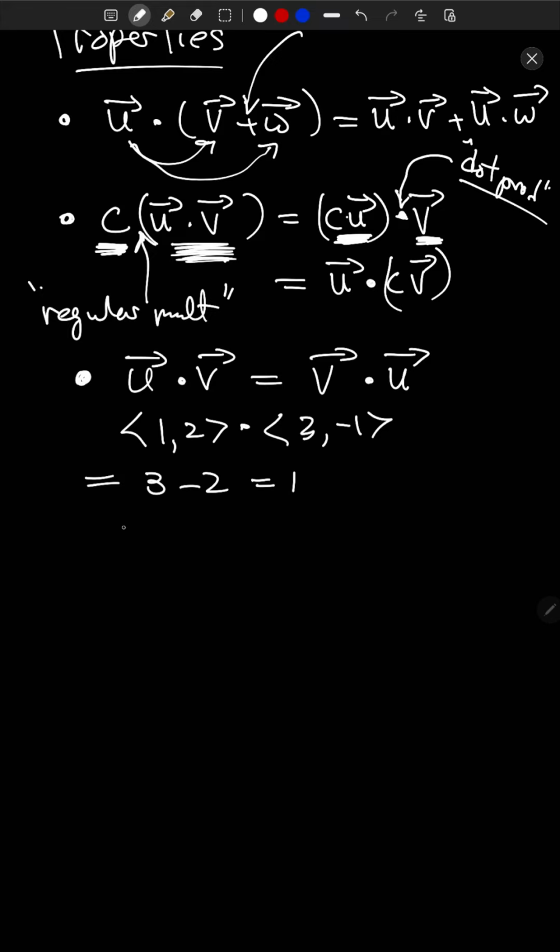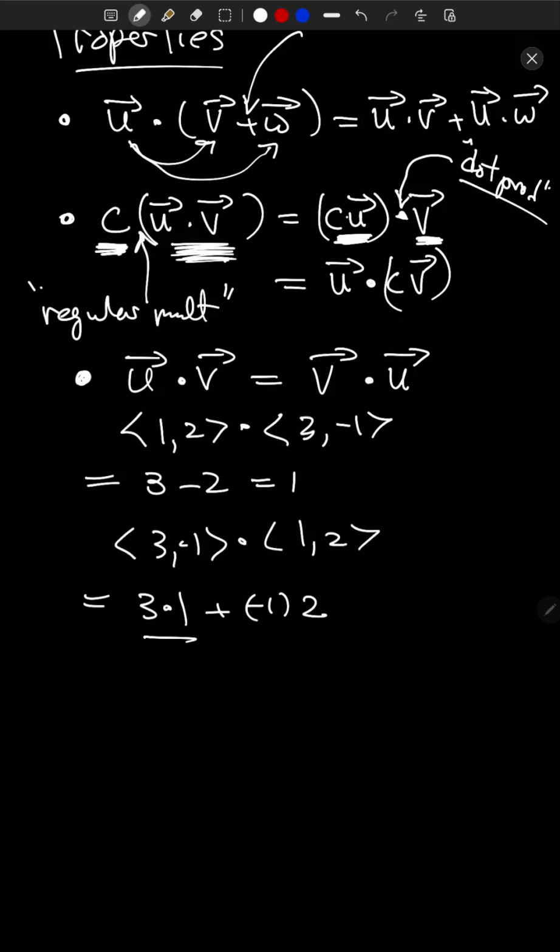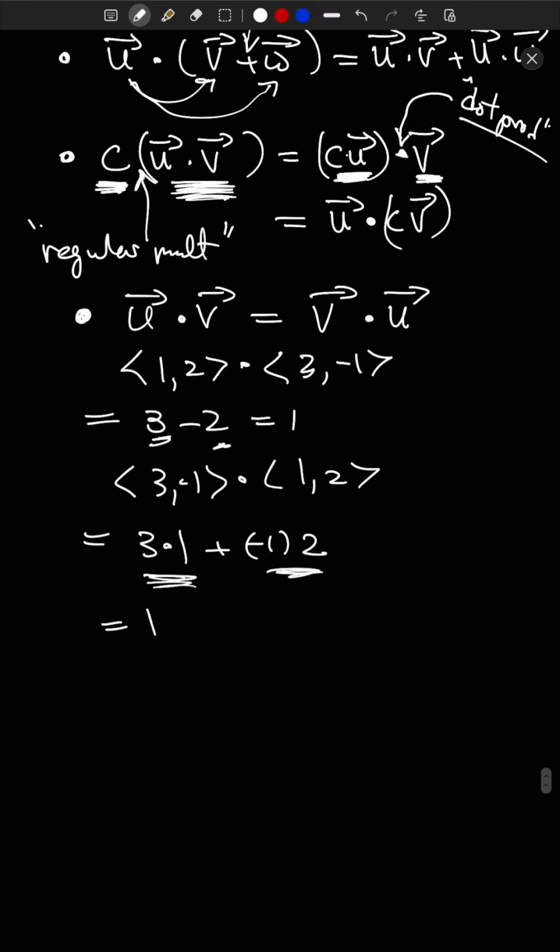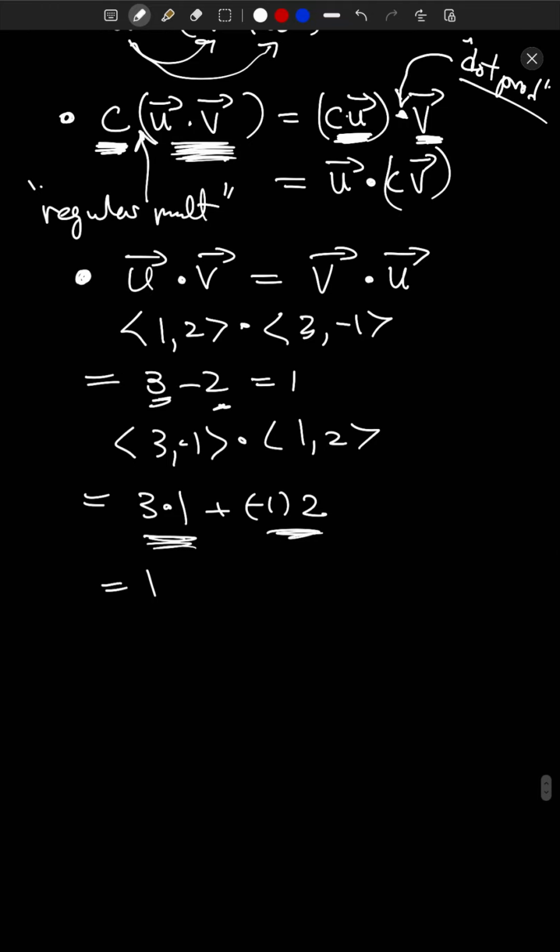And of course, if I do it the opposite direction, (3, -1) dot (1, 2), I'm going to get the same thing, because 3 times 1 gives you the 3, and minus 1 times 2 gives you the minus 2. So you still get 1. Right? So ultimately, because in regular multiplication the order doesn't matter, it's commutative in more mathematical terms, so is the dot product.